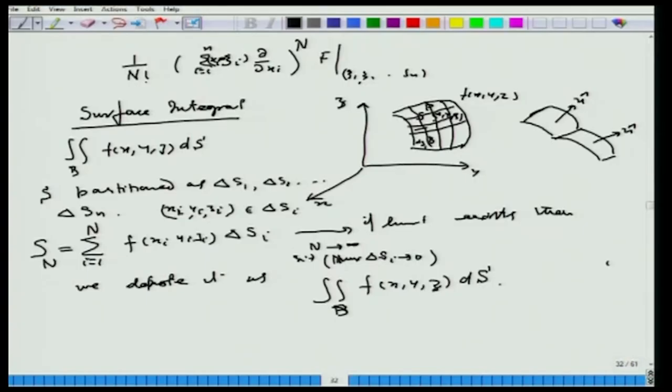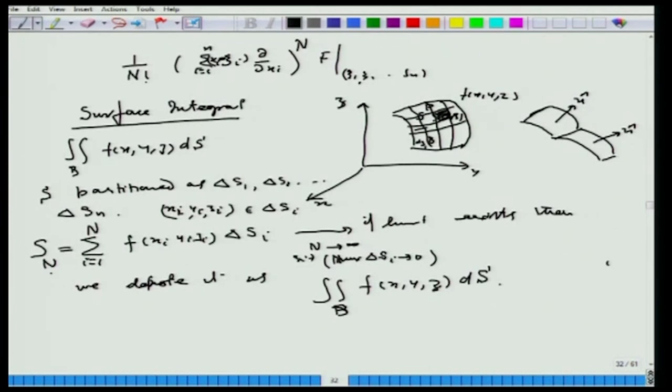So, then the surface integral, double integral over B of f(x, y, z) dS, this is capital S and not the arc length, which is small s. Here dS is the element area on the surface. The typical surface element is like this shaded, darkened curved square or curved rectangle. This surface is partitioned into these element areas, delta S1, delta S2 and so on up to delta Sn, and (xi, yi, zi) is a point in this delta Si.